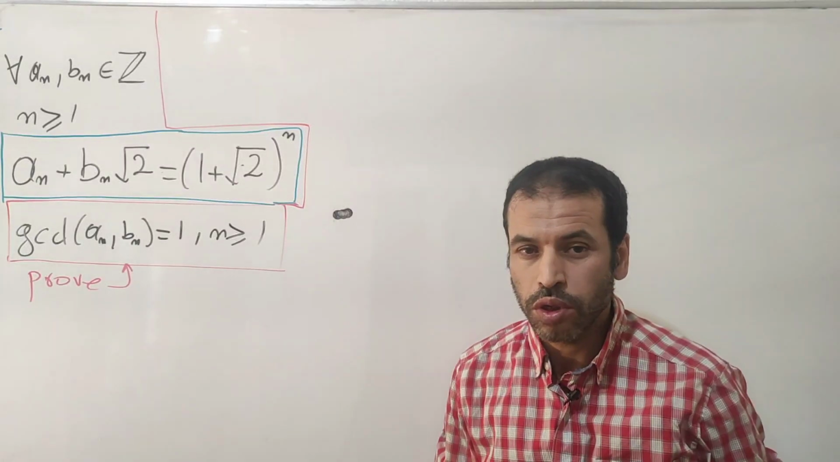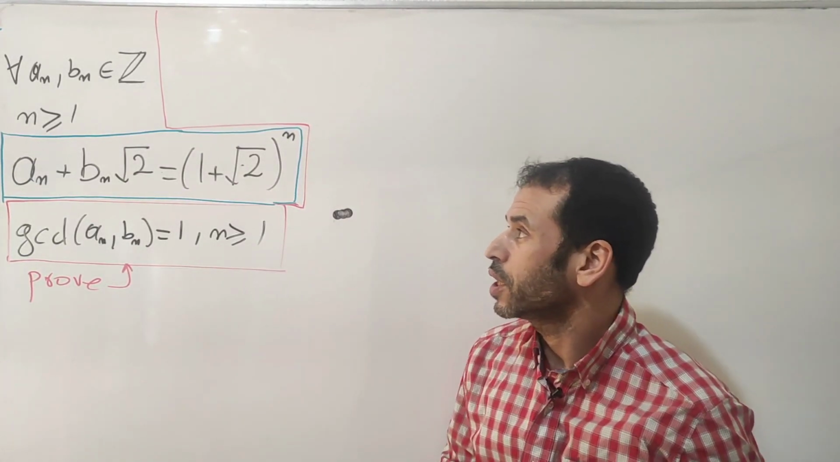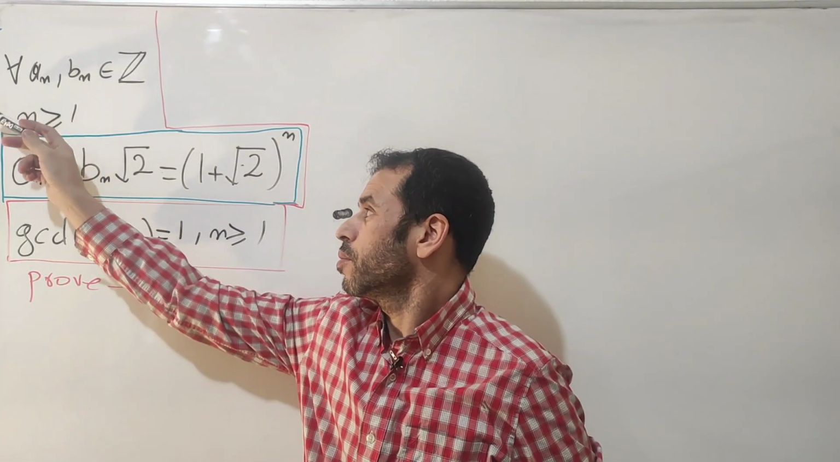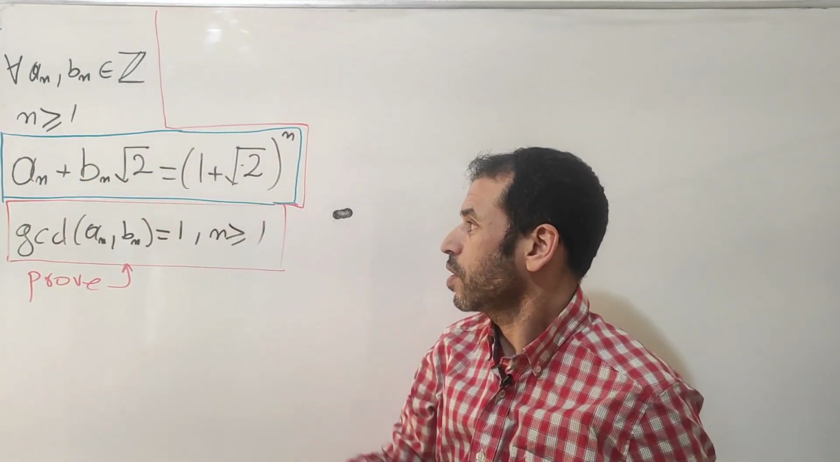In this video I would like to introduce you to a very nice problem regarding arithmetic number theory. Here is the setup: for all e sub n and b sub n integers, and n an integer greater than or equal to 1, satisfy the following equation.